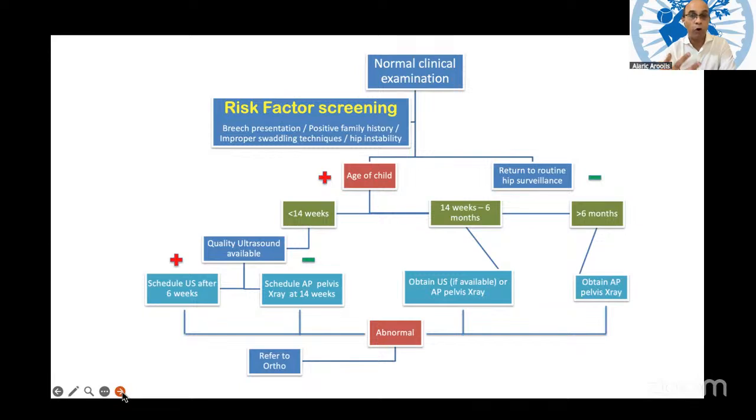So we brought in the 4 most important risk factors: a breech presentation, a positive family history in a first or second degree relative, the importance of improper swaddling, because it's rampant in a country like ours, where many, many children are advised by nurses and by the people who conduct deliveries to immobilize or swaddle children in a very unsafe position with the hips and the knees in extension, almost in a mummy-like position.